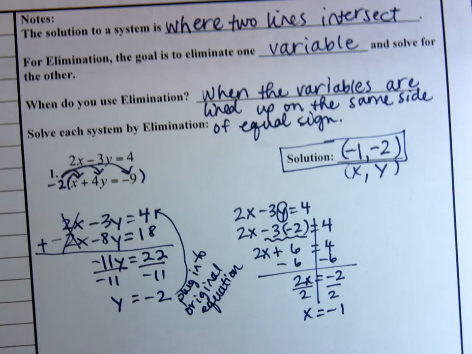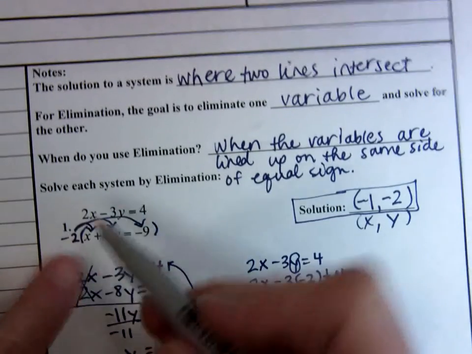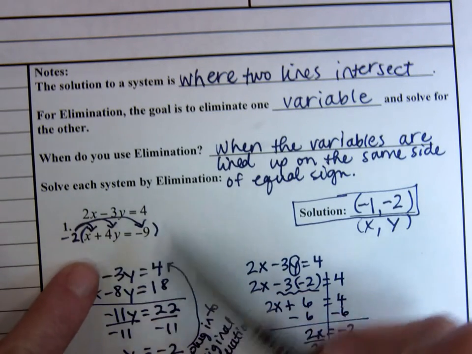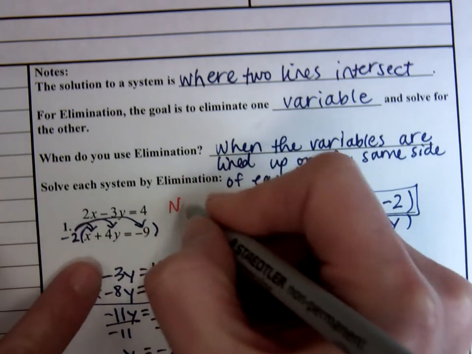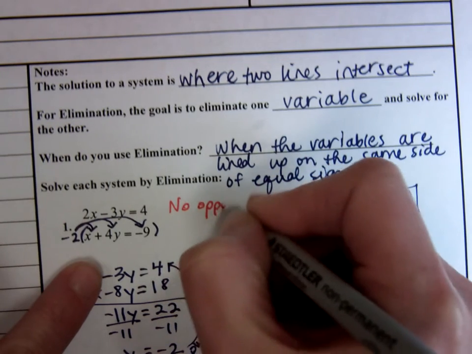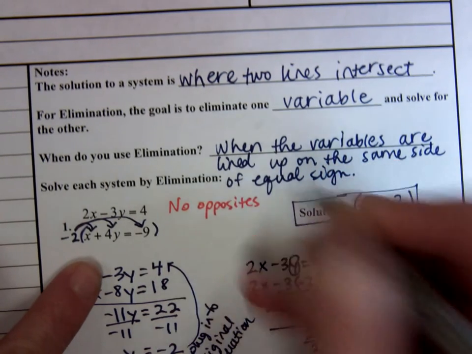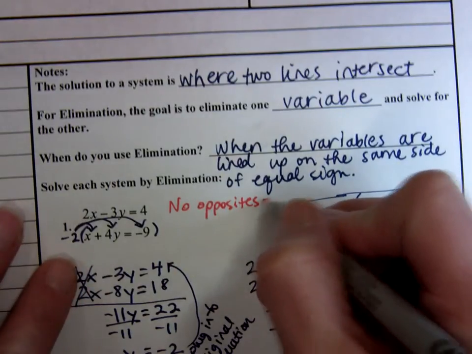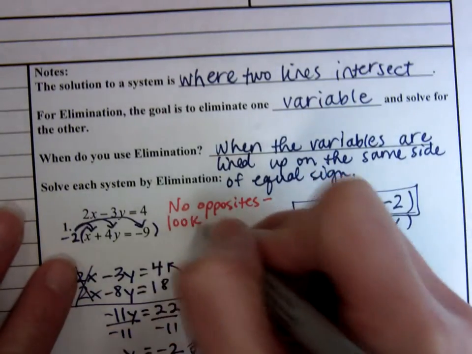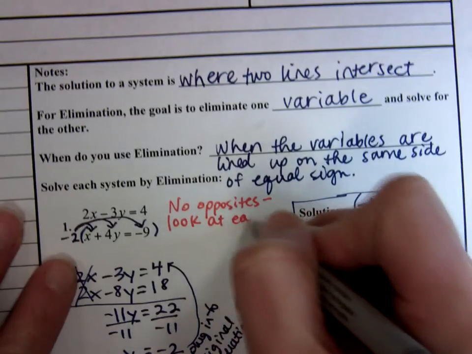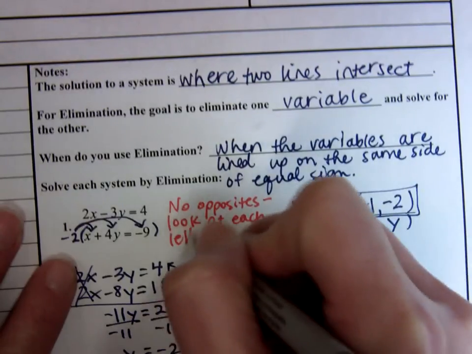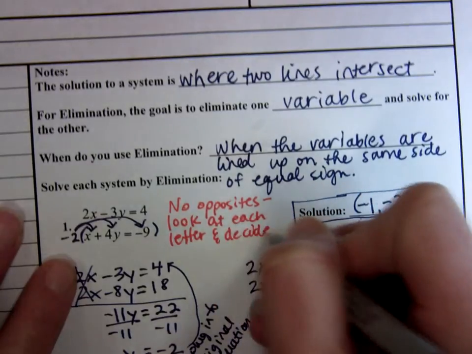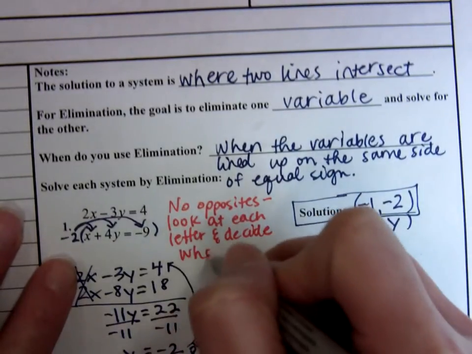So let's go back and just double check what we did. We noticed that in our equations we didn't have any opposites. So there were no opposites at the beginning. So because there were no opposites, we look at each letter and decide what the other letter needs to be, and decide what you need.